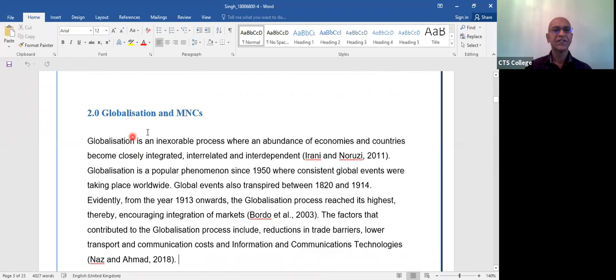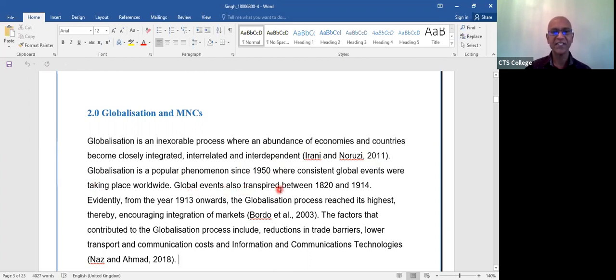Right. So globalization and MNCs, it reads as follows. Globalization is the inexorable process where an abundance of economies and countries are integrated, interrelated, and interdependent. Nicely done. That is the definition. It's very precise. Globalization has been popular since the 50s and so on.